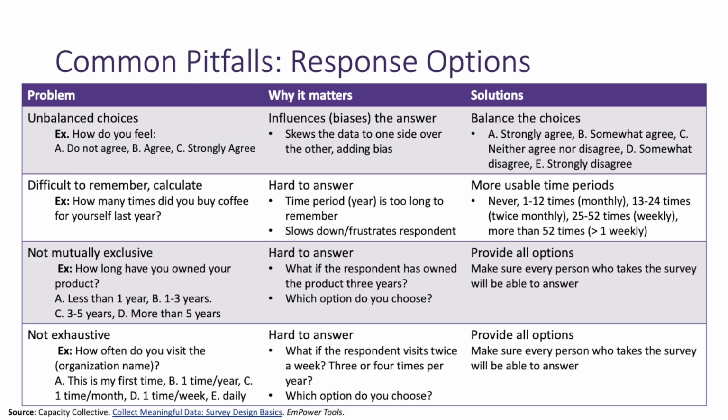And then the other one is not exhaustive, and this goes back to the example I was talking about with job satisfaction. The response options you list don't include all the ways a respondent could potentially respond. So this is, how often do you visit this particular organization? This is my first time, 1 time per year, 1 time per month, 1 time per week, and then daily. Now, if I were a person who often comes twice a week, I'm not daily, but I'm also not 1 time per week. So there's not really an option that I fit into as a person responding to the survey.